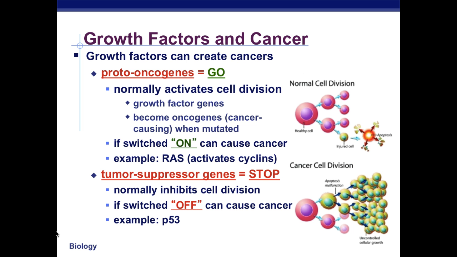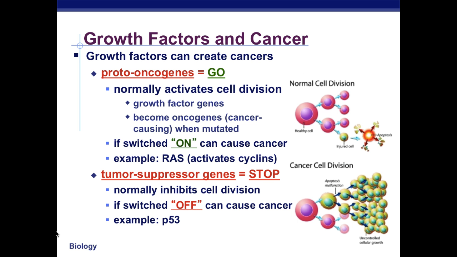Okay, so growth factors in cancer. Growth factors can create cancer. So proto-oncogenes are a normal type of cell. It normally activates cell division.